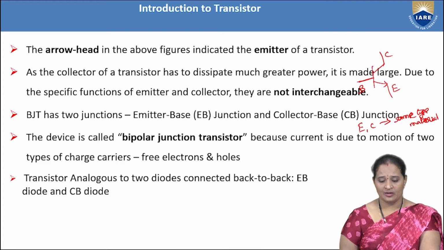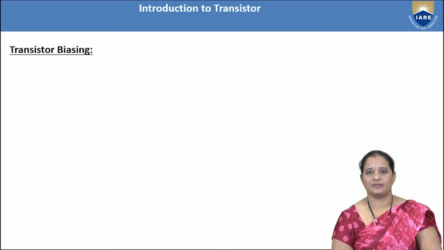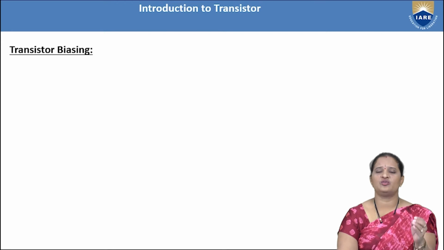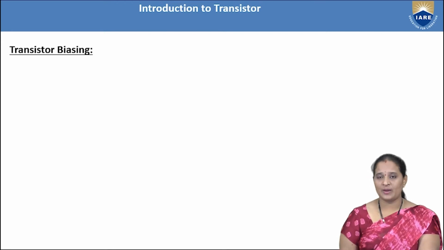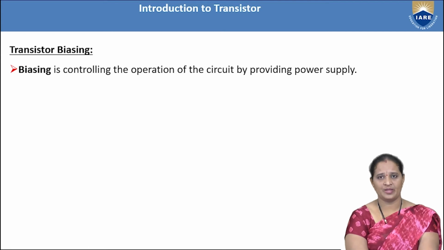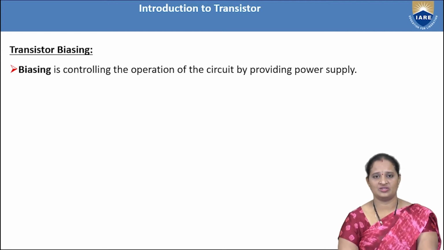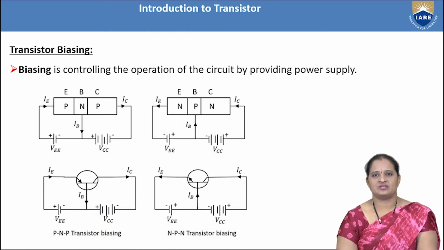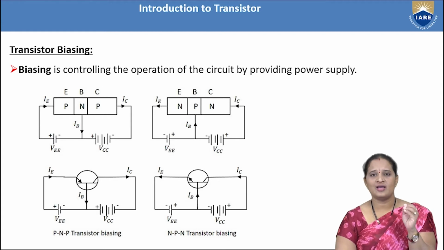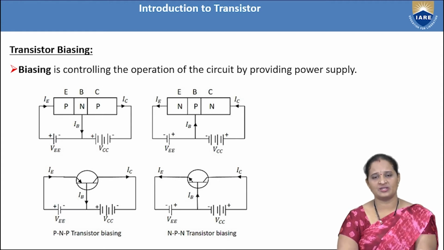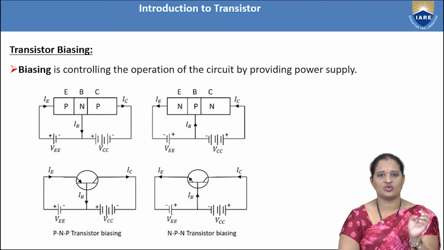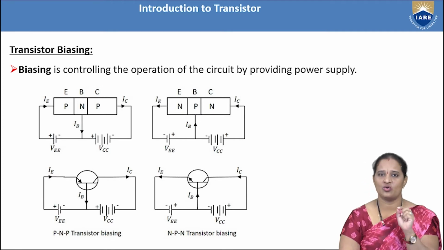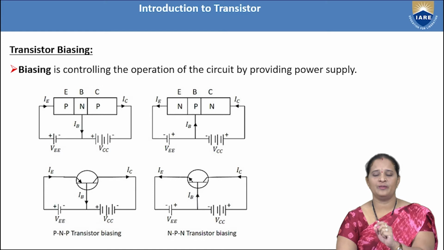Okay, and now coming to the biasing. Whenever we want to operate any semiconducting device, we need to provide some external DC supply. Applying the external power supply to control the operation of any device is known as biasing. So how to bias a transistor? Always remember, as the emitter has to generate the majority charge carriers, the emitter should always be forward biased, whereas the collector has to collect the charge carriers, so it is to be reverse biased.